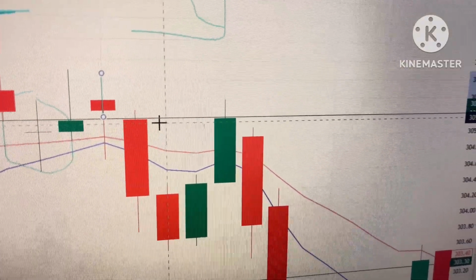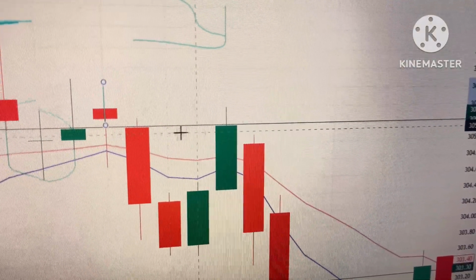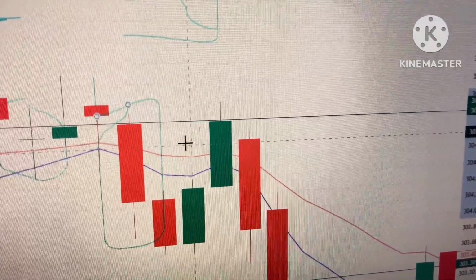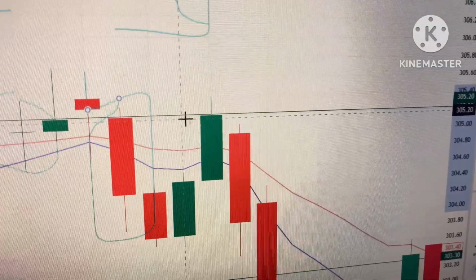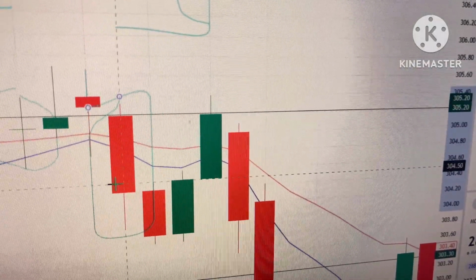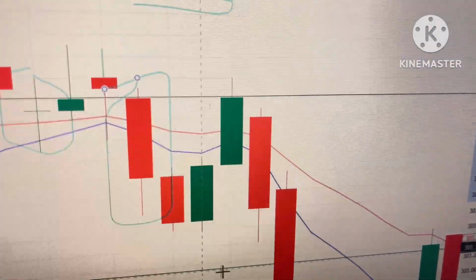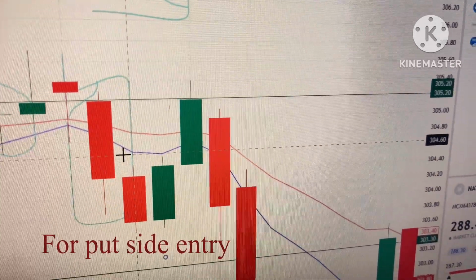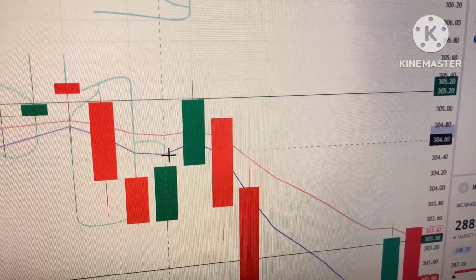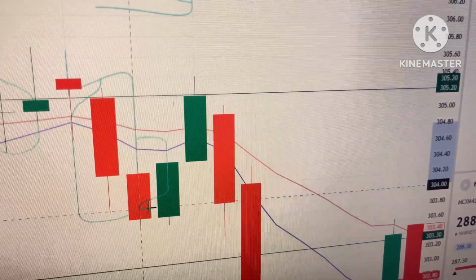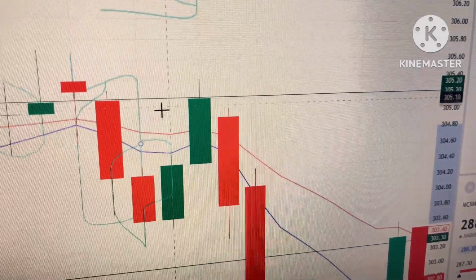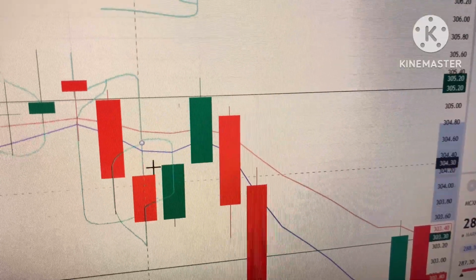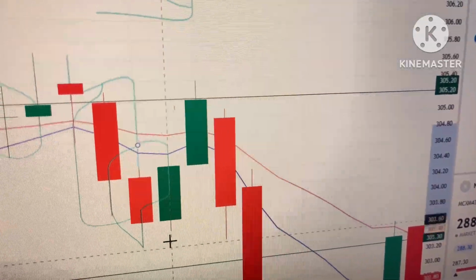Now the market has to make a fresh candle below this black line. This particular big candle is also touching this black line. Okay, now can we make our entry over here? We cannot make an entry over here. But this particular candle, the market has made below this black line. Okay, so here we can take a put side trade.